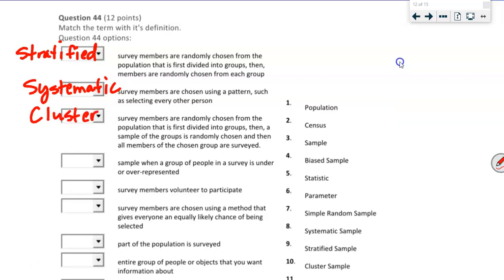The difference between stratified and cluster, y'all, is they're both broken up into groups. With stratified, some people from every group are surveyed, whereas with cluster, only one group is surveyed. The next one says sample when a group of people in a survey is under or overrepresented. This is a biased sample, so I'm just going to write biased here. Survey members volunteer to participate. This is self-selected.